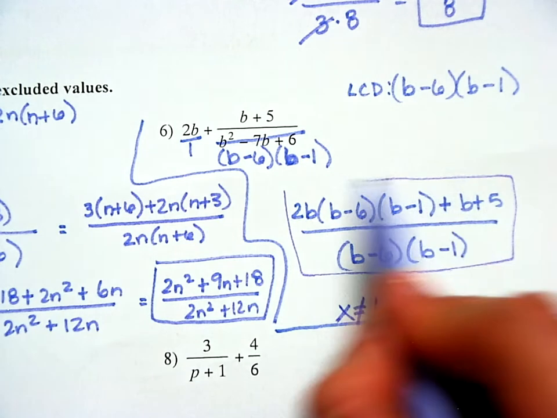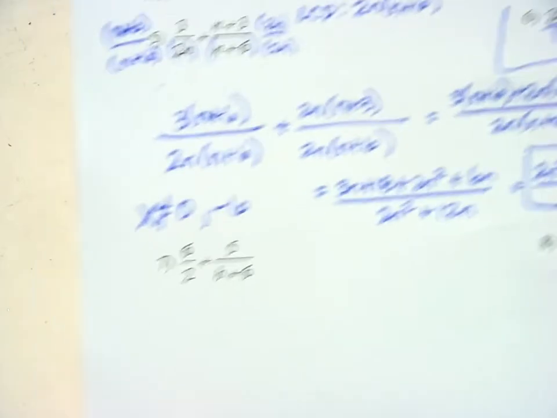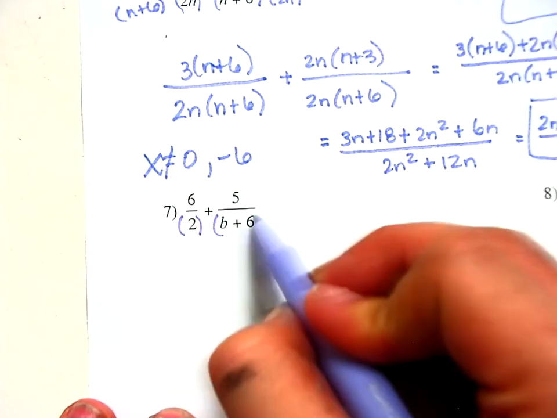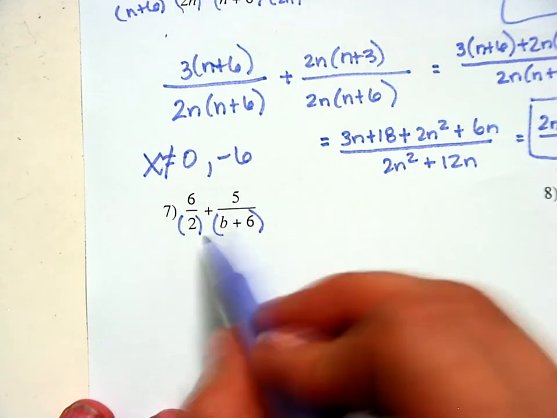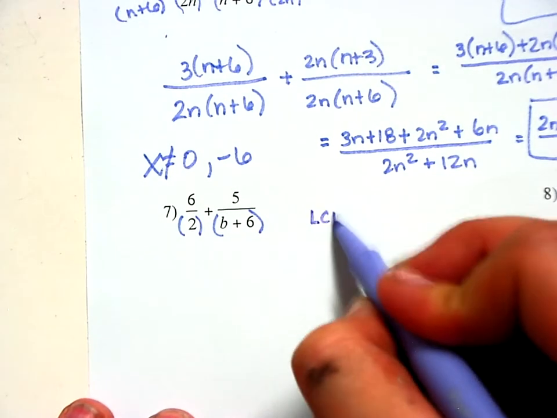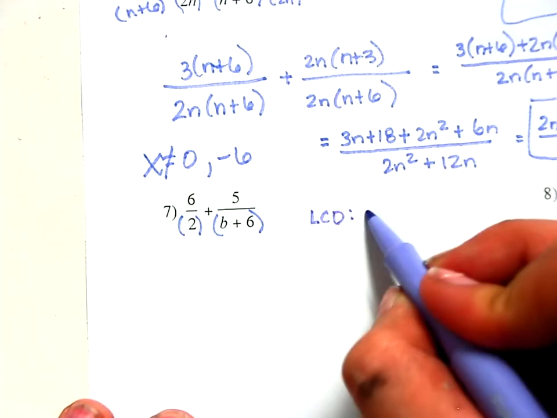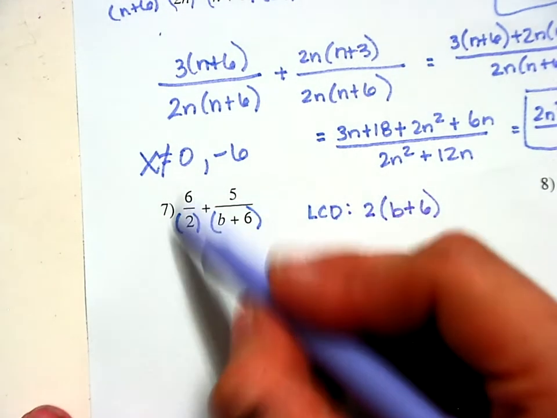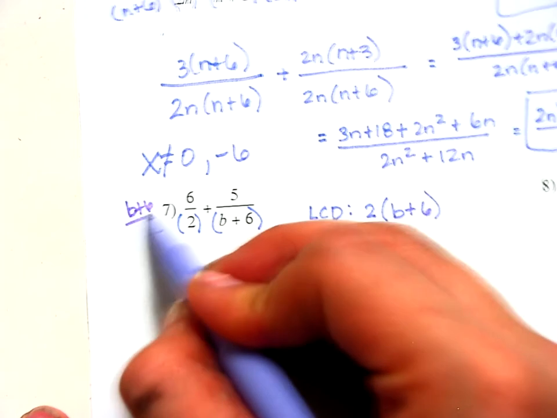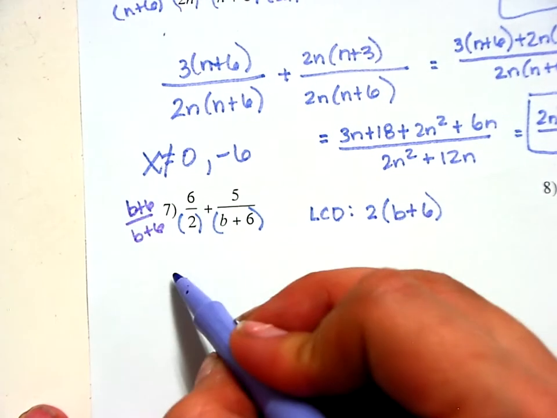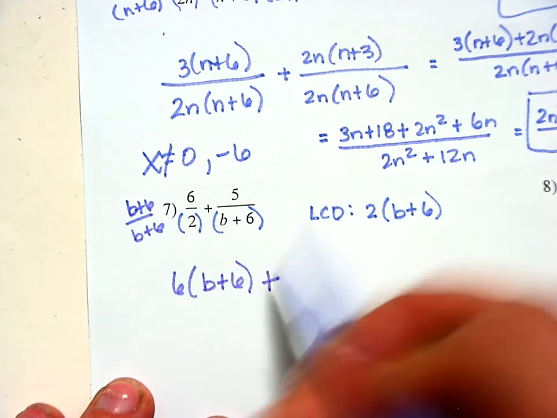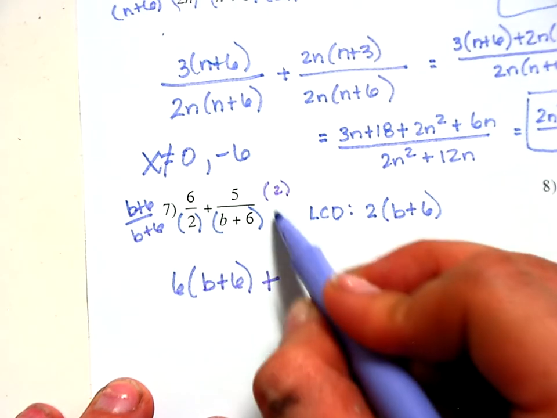Okay. All right. Next one, this is going to be addition again. I was supposed to have subtraction, but that's okay. So again, we're going to factor, factor, factor. We cannot factor those. Those are already completely factored. So then my LCD is going to be these two multiplied together, so 2 times (b + 6). All right. So for this fraction, I need to multiply by (b + 6) over itself. So I've got 6 times (b + 6). And then I'm going to add, and then this one I've got to multiply top and bottom by 2.